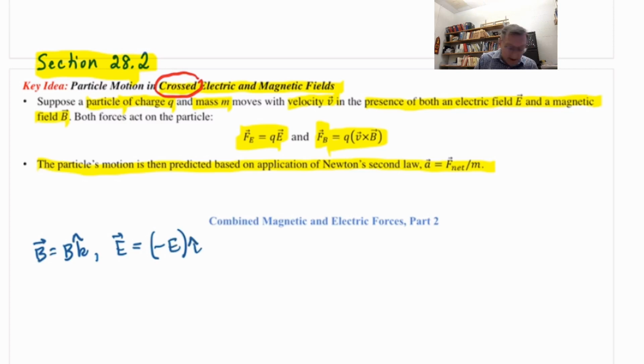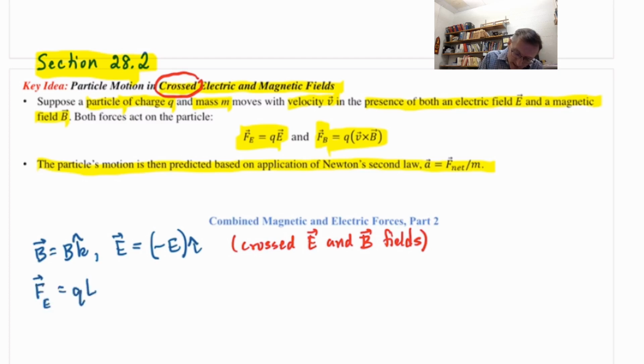That means it's pointing in the negative X direction. And we say that these are crossed E and B fields because they are perpendicular to each other. And of course, now we know how to calculate the electric force, F electric, on our particle: Q times E arrow.